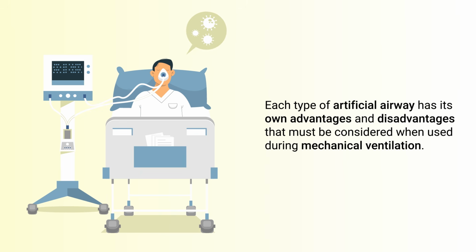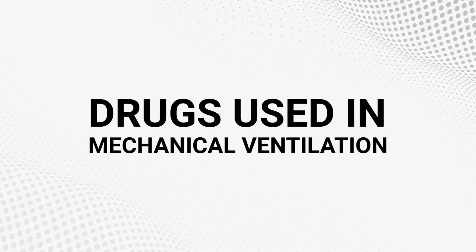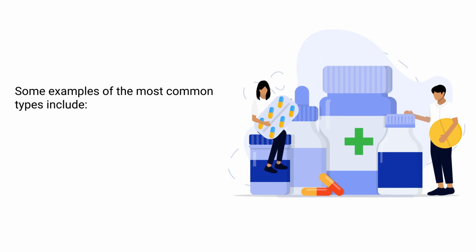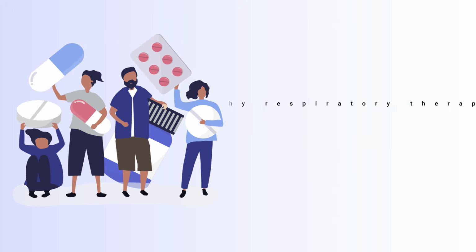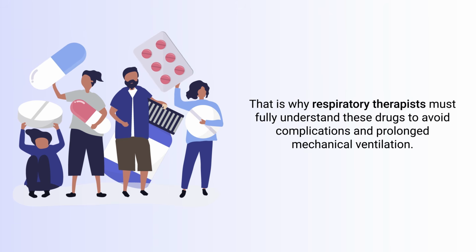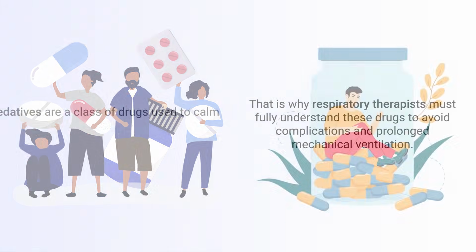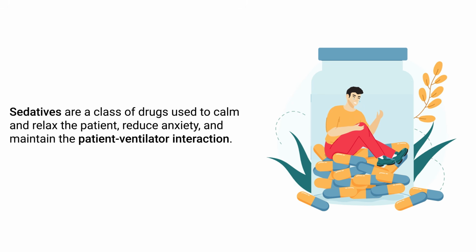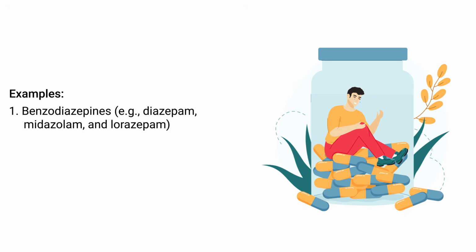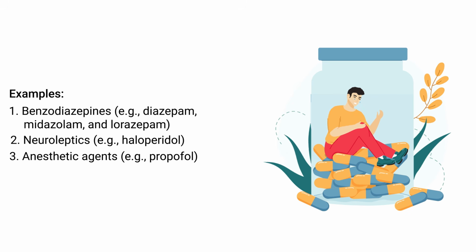The next topic that we need to discuss is the drugs used in mechanical ventilation. Some examples of the most common types include sedatives, analgesics, and paralytics. The use of drug therapy during mechanical ventilation is essential to achieve a desired patient outcome. That is why respiratory therapists must fully understand these drugs to avoid complications and prolonged mechanical ventilation. Sedatives are a class of drugs used to calm and relax the patient, reduce anxiety, and maintain the patient-ventilator interaction. Some examples include benzodiazepines, neuroleptics, and anesthetic agents.